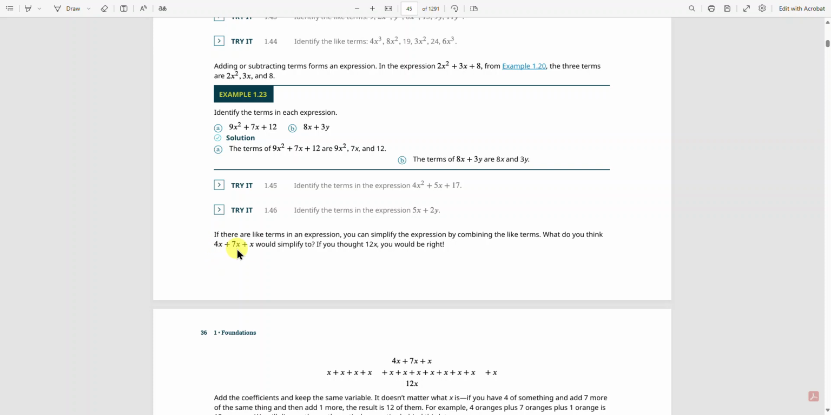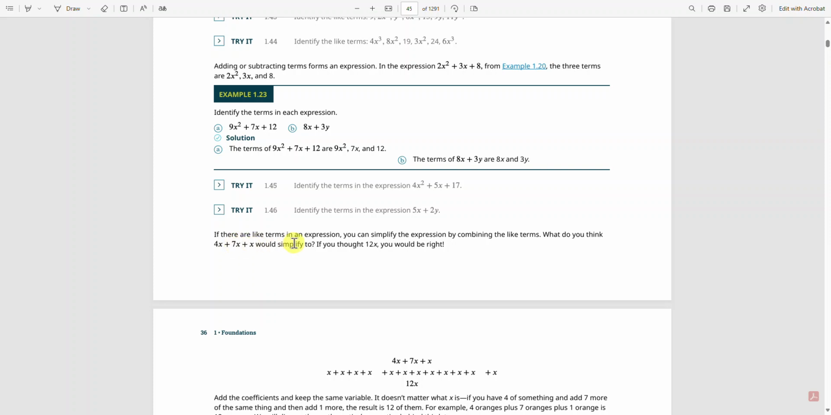So 4x plus 7x plus x, if we're asked to simplify this, we would just need to think about what we're actually being asked to do here. 4x means we're taking x 4 times. 7x means we're taking x 7 times, and x means we're taking x 1 time. So if we're taking x 4 times here, and x 7 times here, we're really taking x 11 times. And if we're taking x 1 more time here, well, then we're really taking x 12 times. And if we take x 12 times, that's equivalent to 12 times x. So 4x plus 7x plus x, or 1x, can be simplified to 12x.